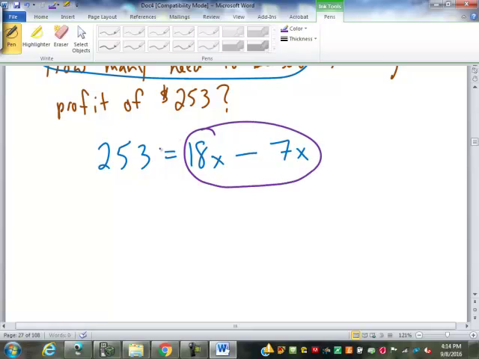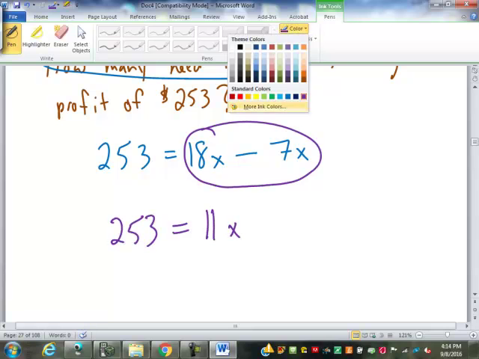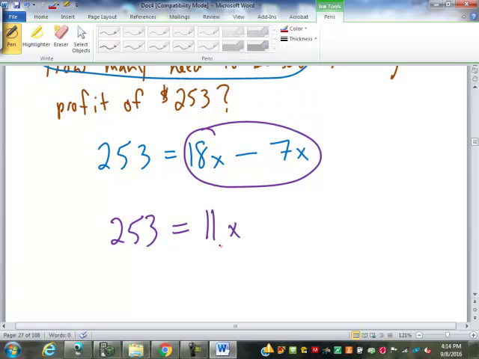So now looking at this, what do we do? Combine 18X and negative 7X, or 18X minus 7X is what? 11X. So 253 equals 11X. And then divide by 11. So 23 equals X. That means they had to sell 23 items to get a gross profit of $253.